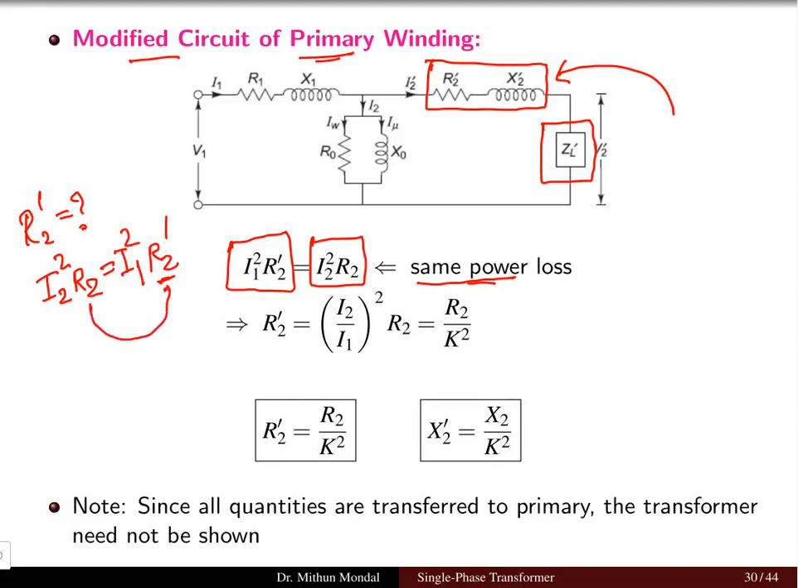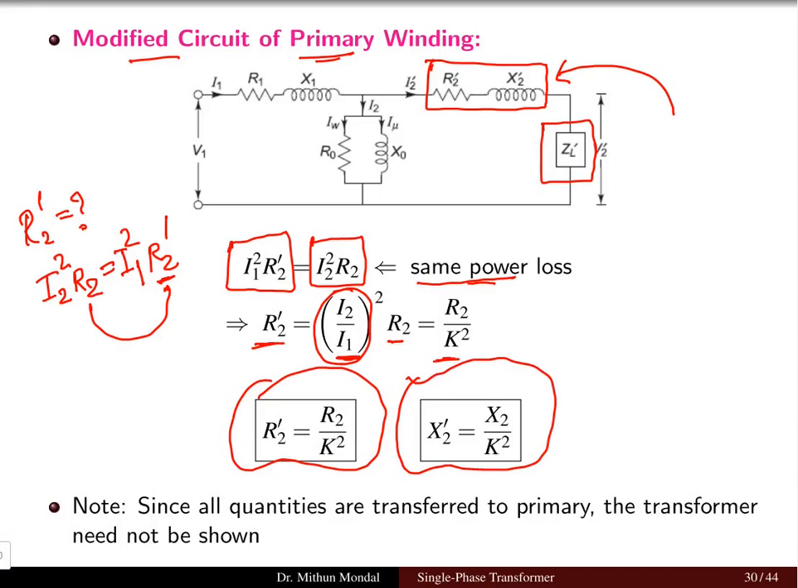If we equate it, then we find that R2 dash is equal to I2 by I1 square into R2, and we know that I2 by I1 represents the value of K, that is the transformation ratio. So we can say that R2 dash is equal to R2 by K square, and similarly for the reactance, X2 dash is equal to X2 by K square. So here we have referred the resistance and the reactance from the secondary side to the primary winding. The load impedance is of similar nature. We can say that ZL dash is equal to ZL by K square. So that is referred to the primary network.